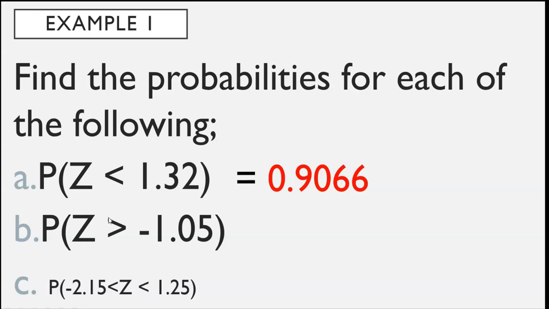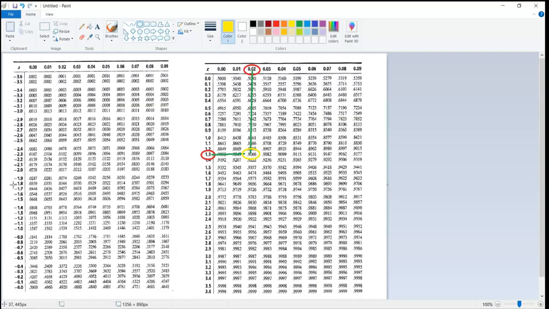Notice that the symbol in this probability notation is greater than. So we're going to find the probability at the right of a z-score negative 1.05. Now let's locate negative 1.05 in our z-table. Basically, it can be found at negative 1.0 on the leftmost corner and 0.05 on the uppermost corner, because 1.0 plus 0.05, that is 1.05.